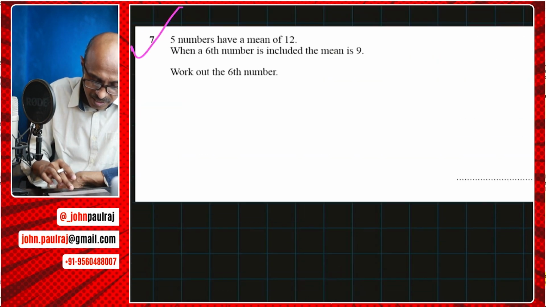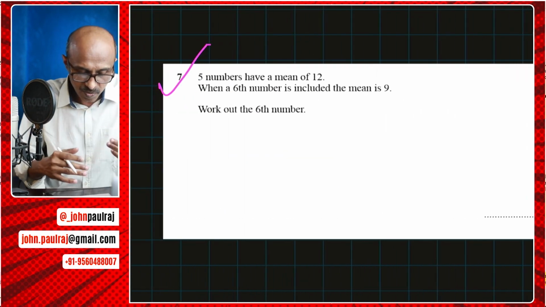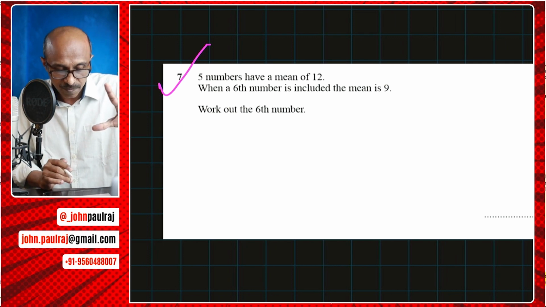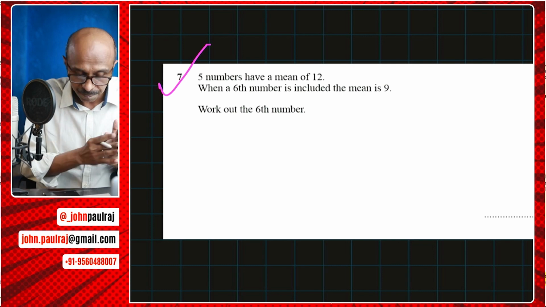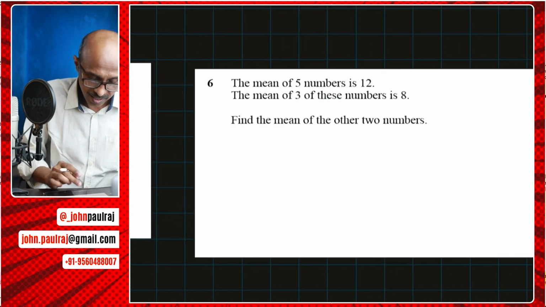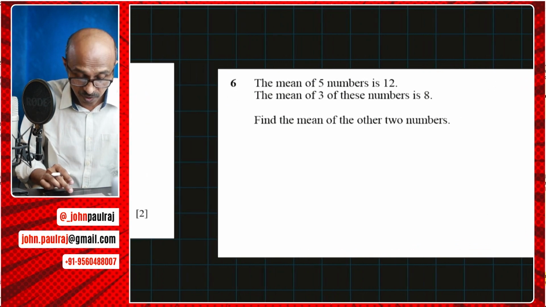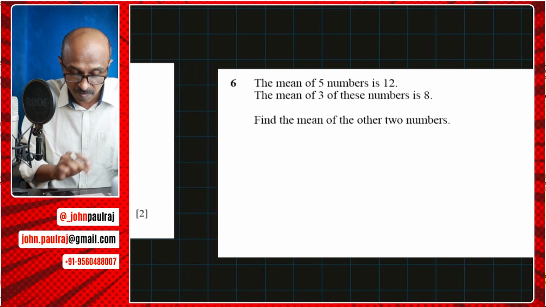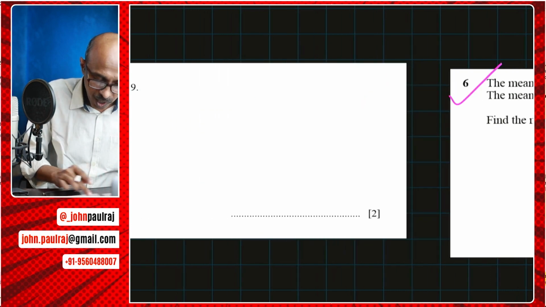But here, this is an interesting way of asking a question using the mean. They said 5 numbers have mean 12. When a sixth number is included, the mean is 9. Work out the sixth number. Or they've given a question like, the mean of 5 numbers is 12. The mean of 3 of these numbers is 8. Find the mean of the other 2 numbers. So let me just solve one of them. One of these kind of questions.